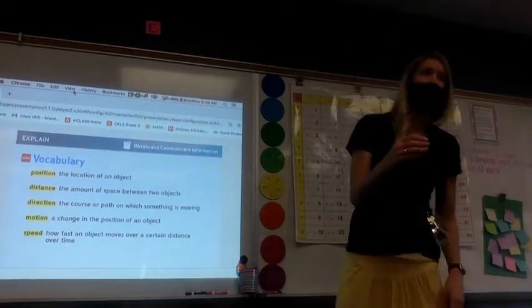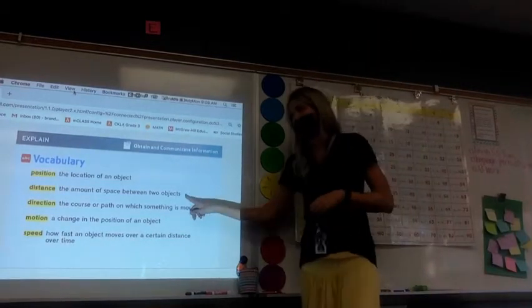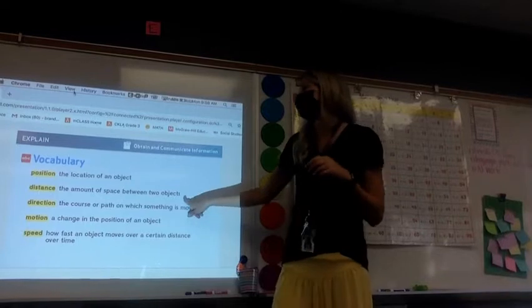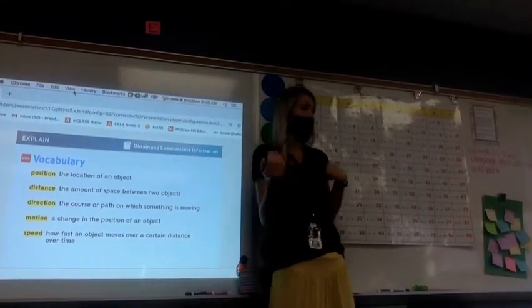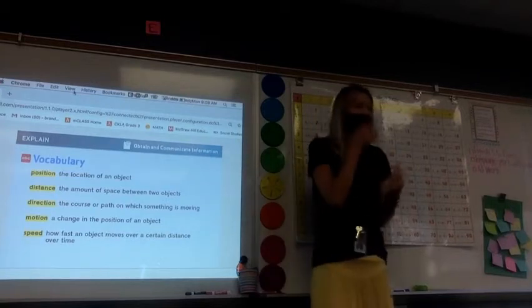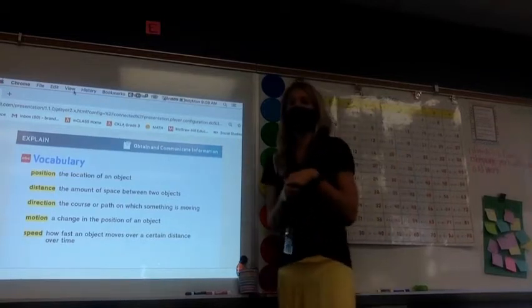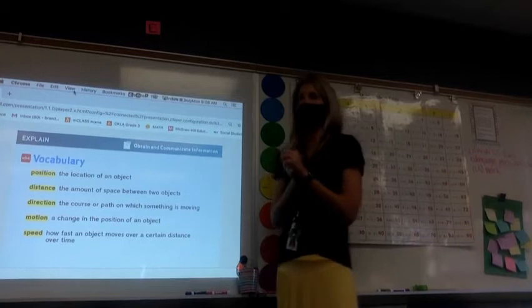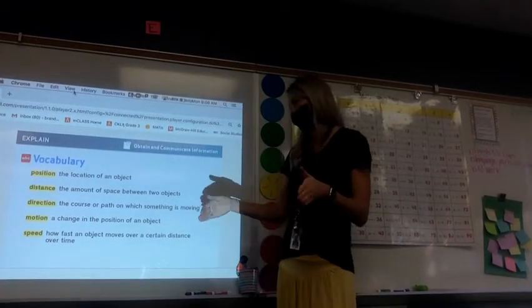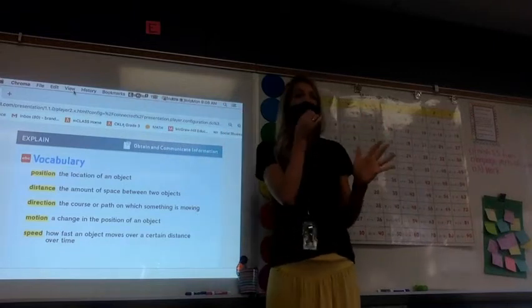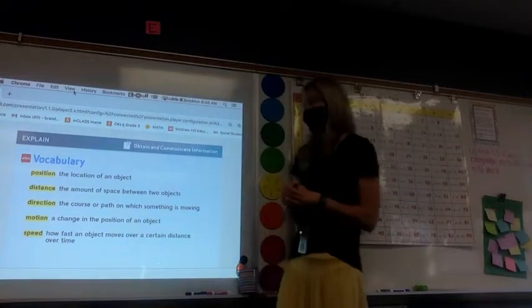Our next word, everybody point to it. It'll be the one next to it, not under it. Is the word Distance. Distance is the amount of space between two objects. So how far apart two objects are, the distance. Today, we used the ruler to figure out the distance, or yesterday, the distance between where something started and where something ended. It's the amount of space between the starting point and the ending point, the distance.